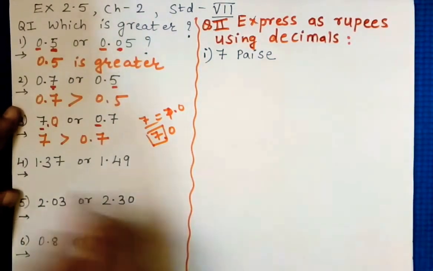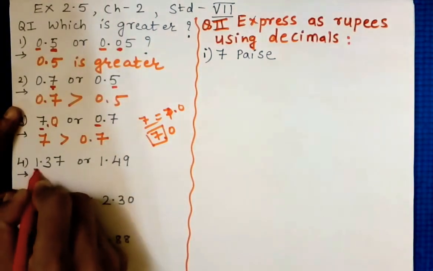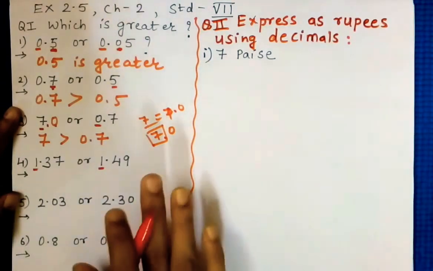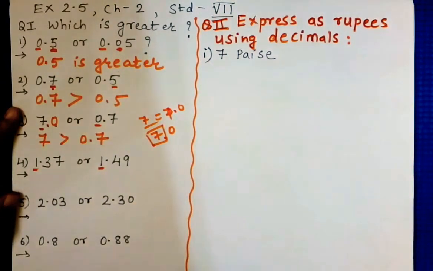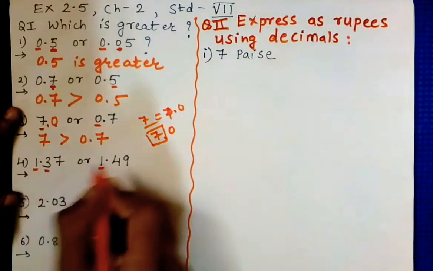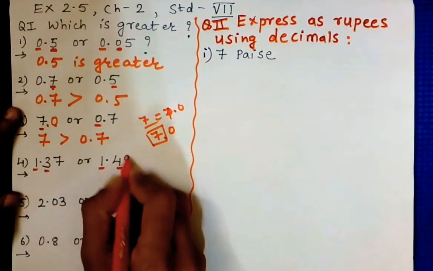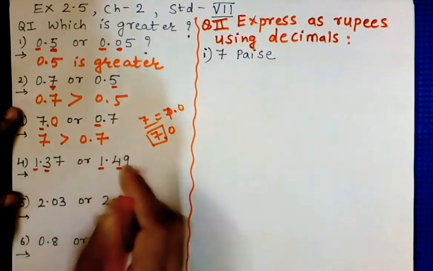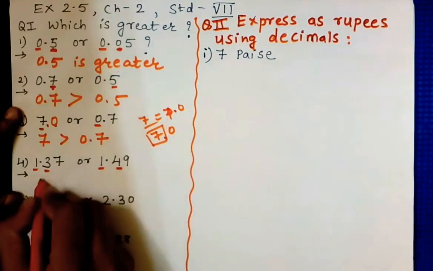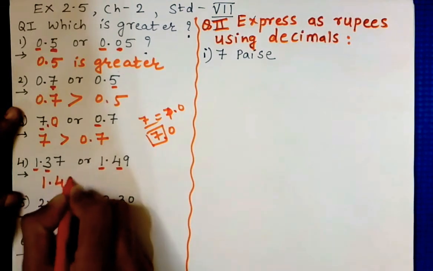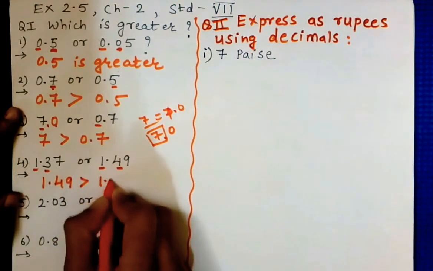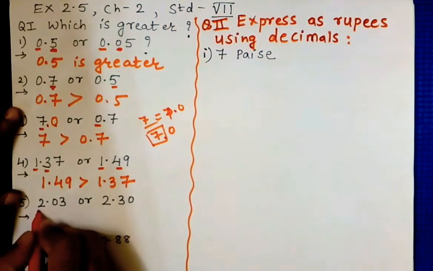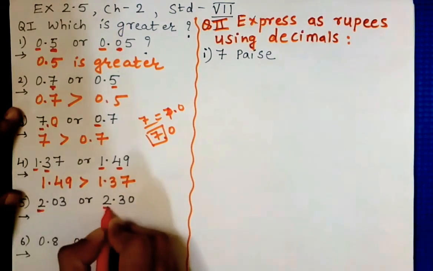Now fourth one, again let us compare. First digit is 1 and 1. Both are the same. So we will see the second digit. Now we will check the second digit. So the second digit is 3 and here it is 4. So 4 is more than 3. So which one is greater? 1.49 is greater than 1.37.